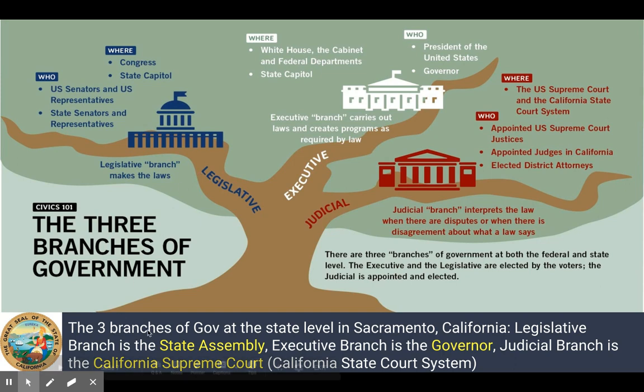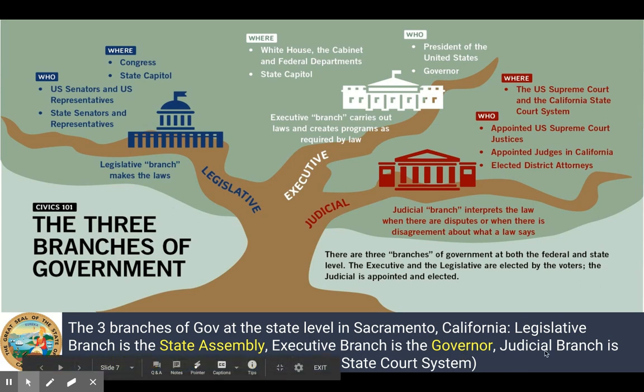So there are 3 branches of government at the state level in California. In fact, every state has its own 3 branches. The legislative branch in California is called the State Assembly, and the State Assembly is what makes the laws for California. And then, of course, we have an executive branch in the state of California, the governor, Gavin Newsom, in 2020. So that's really important to pay attention to.